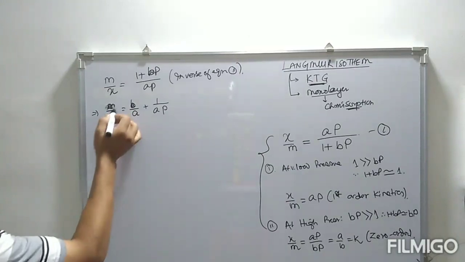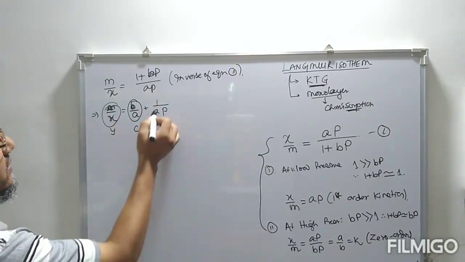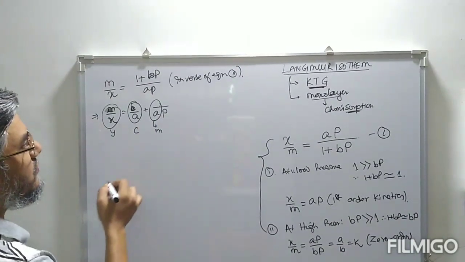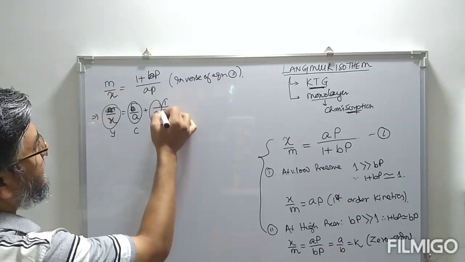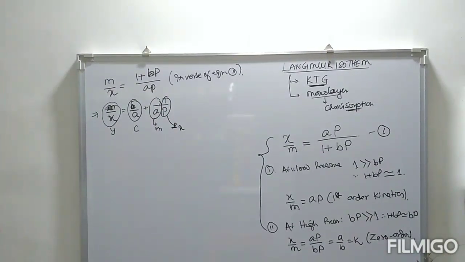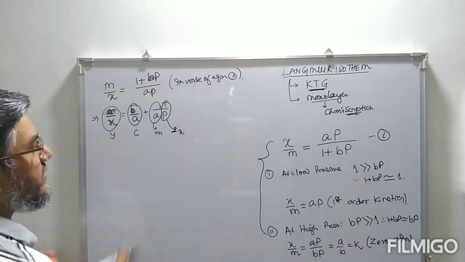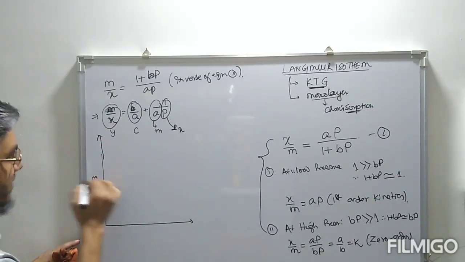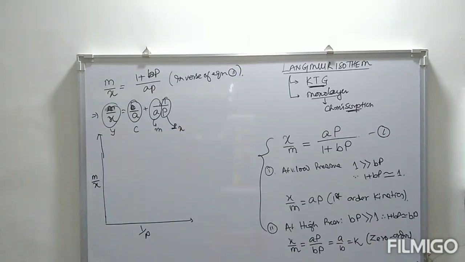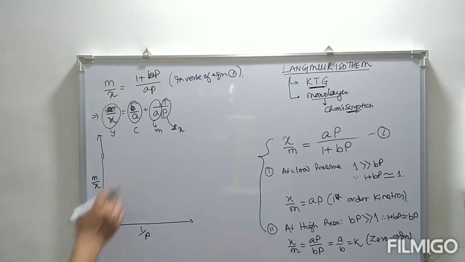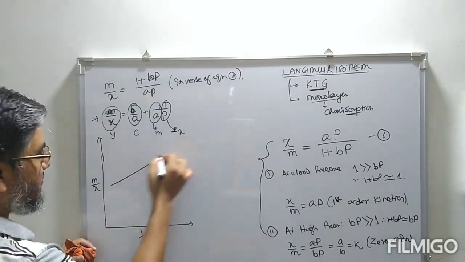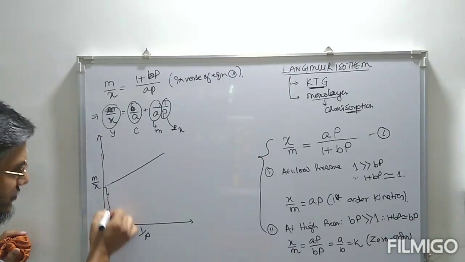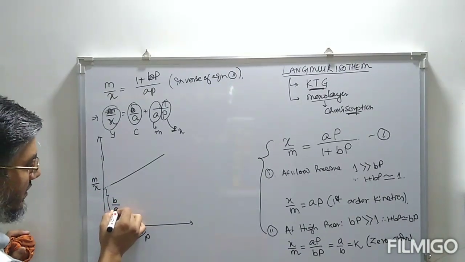So this is something like the equation of a straight line. So we can assume this m by x to be y, b by a is the constant c, 1 by a is the slope, and 1 by P, this is x. So we have the equation of a straight line, so we have a graph. So we have the m by x versus 1 by P graph, an equation of a straight line with positive slope. So if 1 by P is 0, m by x is equal to b by a. So extrapolation at zero value gives you the intercept. This intercept is equal to b by a.